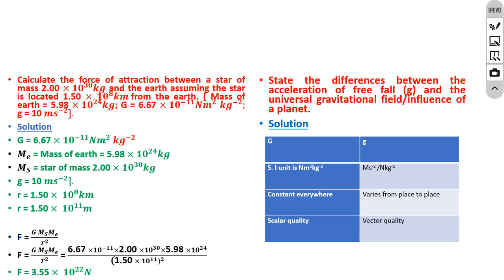Then we also have another point: gravitational constant is the same everywhere, but acceleration due to gravity g varies from place to place. Gravitational constant is a scalar quantity, while acceleration due to gravity is a vector quantity. So take note of that. Let's move down to the next question.